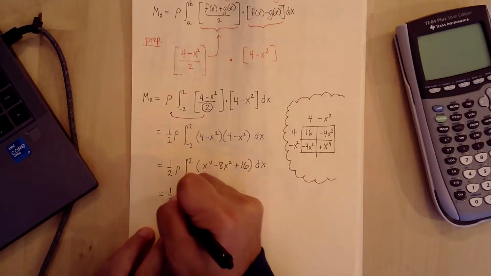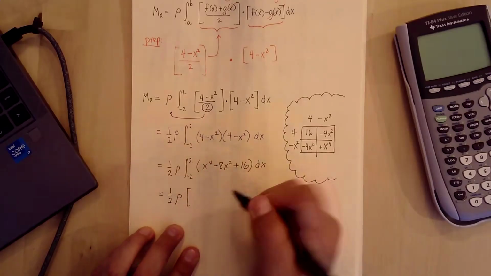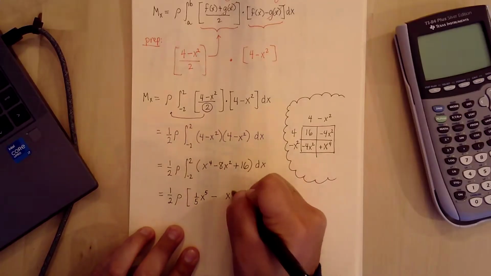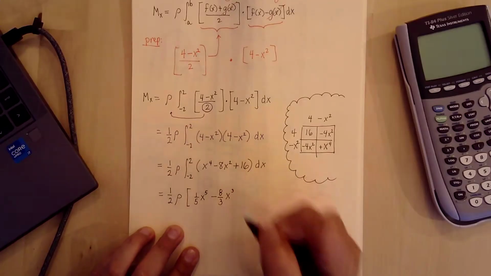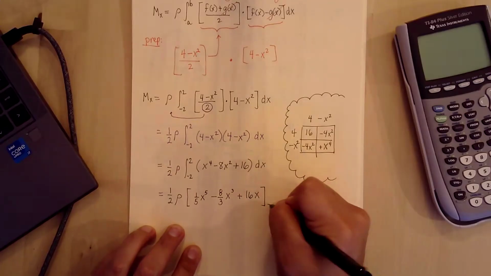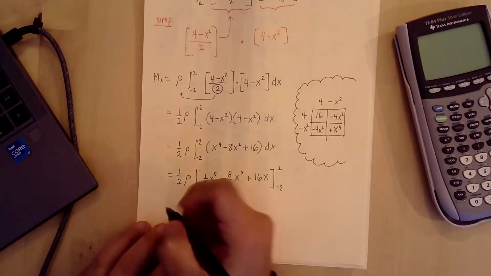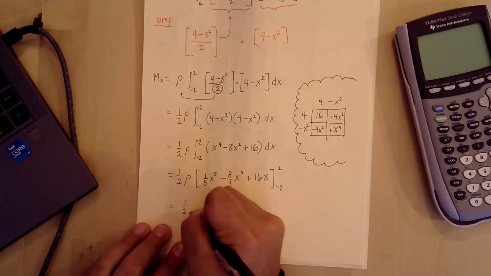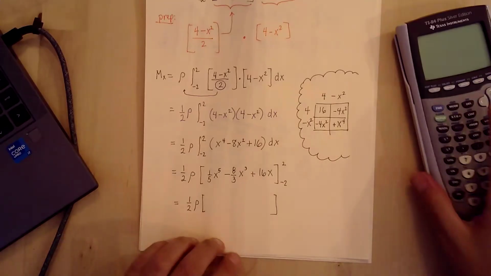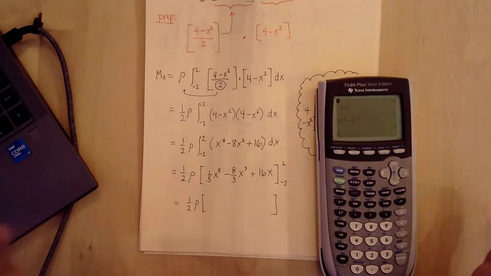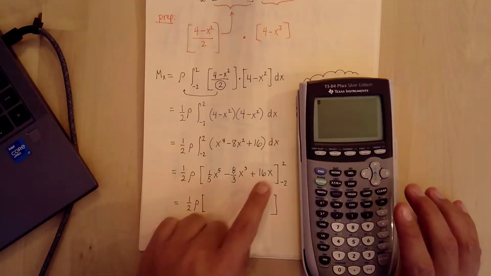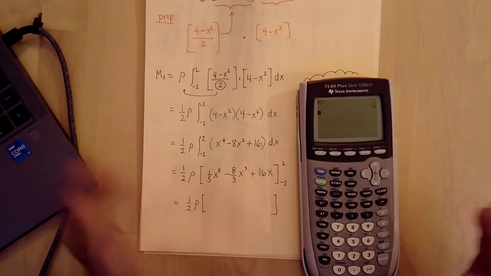So 1/2 rho. This will be 1/5 x to the 5th power minus x to the 3rd power. So that's going to be 8 over 3, our coefficient there, plus 16x, evaluated from -2 to 2. That equals 1/2 rho times, and we'll just go ahead and now use our calculator trick to take care of this integration and make it a little bit less cumbersome for us. So we're going to store, let's see, what is x right now? -2.